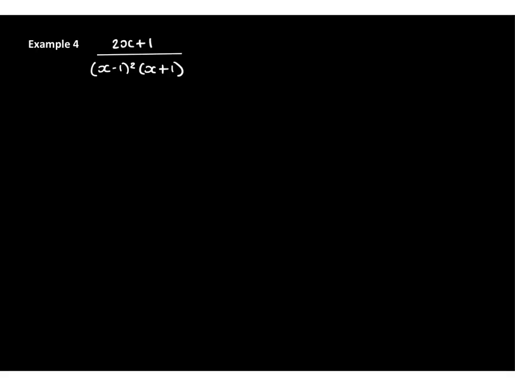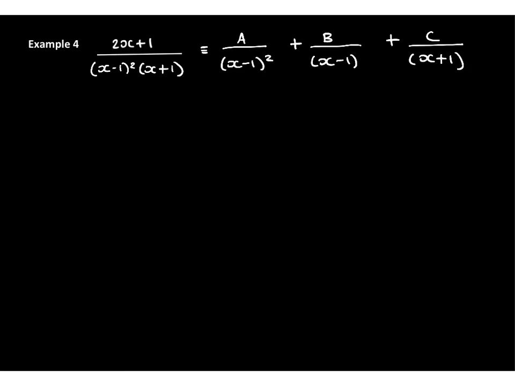So we're going to revisit the example that we started looking at. 2x plus 1 over x minus 1 all squared x plus 1. We are going to split it up into its partial fractions, general to begin with. So a over x minus 1 all squared plus b over x minus 1 plus c over x plus 1. It doesn't matter which letter goes with which denominator. Ultimately, they're just constants at the end. But what is essential is that we must include both of these.